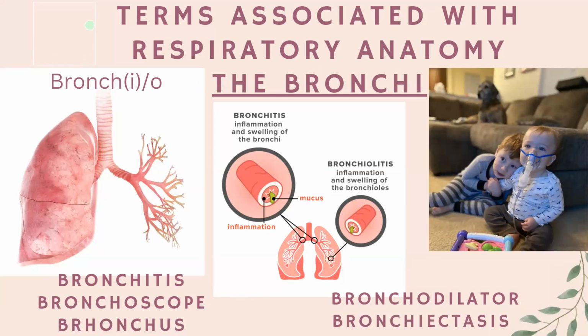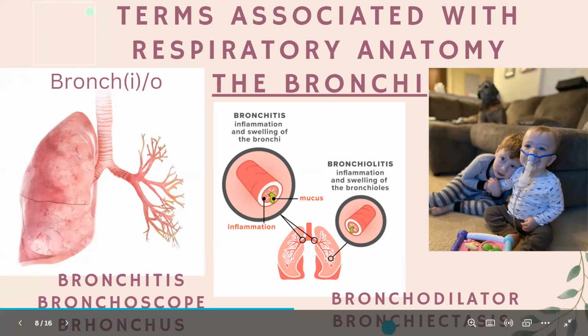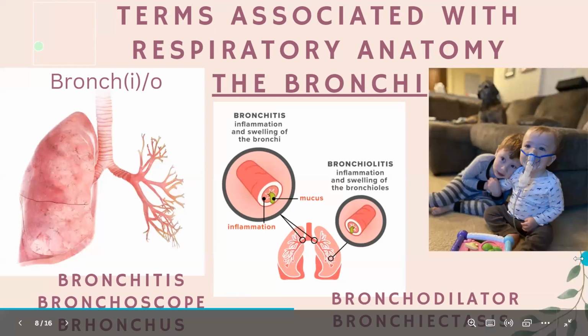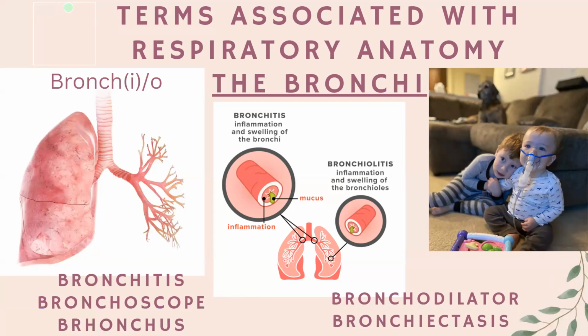Bronchiectasis. Again, we know this is going to include our bronchi or bronchus, but really what it is, is an infection of our bronchi and bronchioles, and it causes some really gunky mucus and pus to build up, making it a lot harder to clear our airways out. So bronchiectasis is an infection of the lung and bronchioles that is associated with cystic fibrosis, especially.